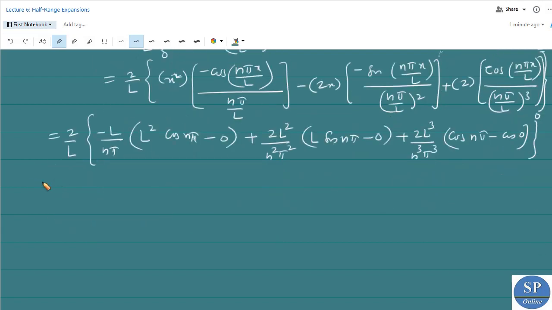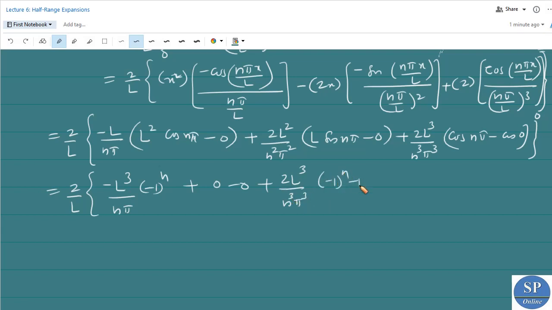that is we have this equal to 2 by L into, we know cos n pi is minus 1 power n, so this is minus L cube divided by n pi into minus 1 to the power n. Here we have sin n pi is 0, so this term is 0, so plus 0 minus 0, here plus cos n pi is minus 1 power n, so 2L cube divided by n cube pi cube into minus 1 power n minus 1, cos 0 is 1.